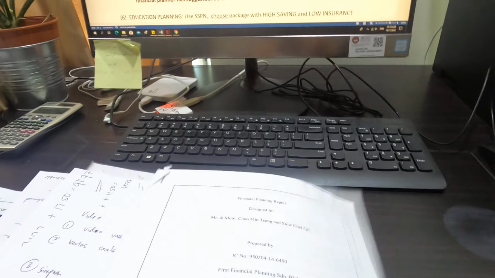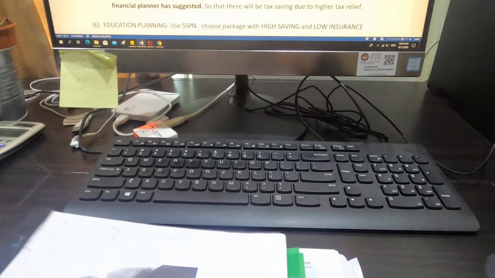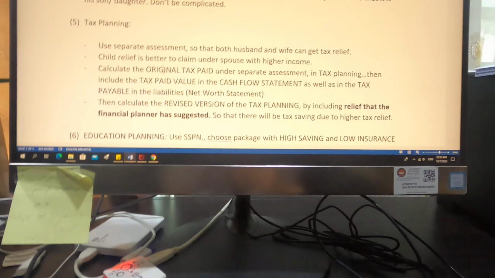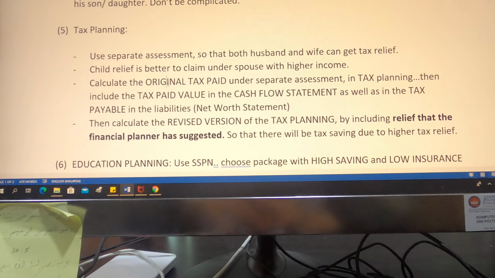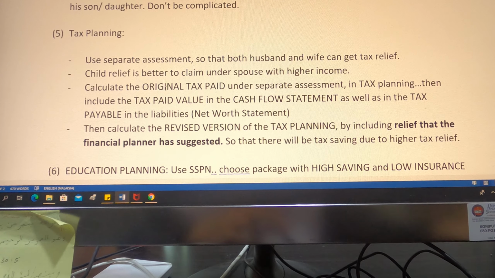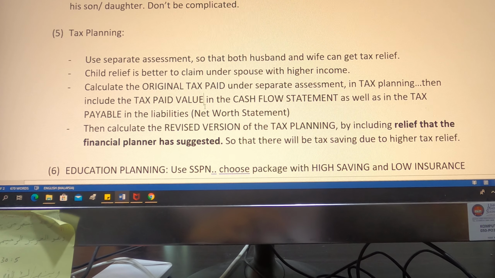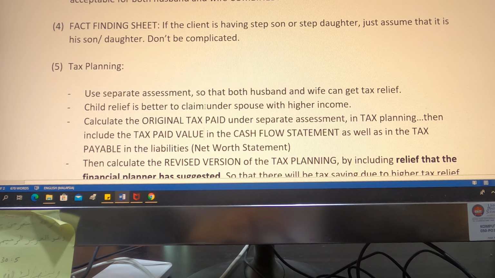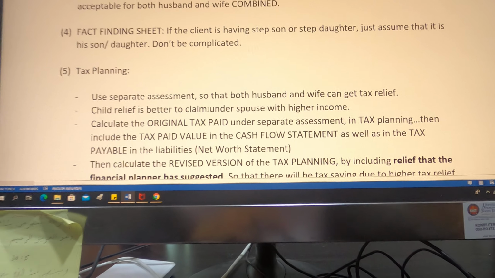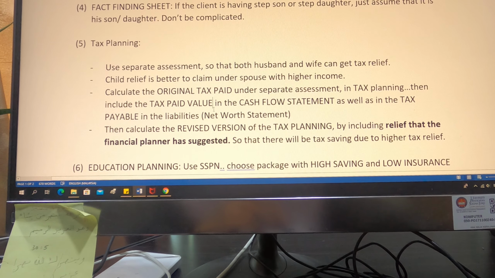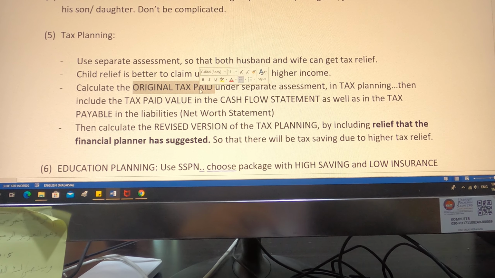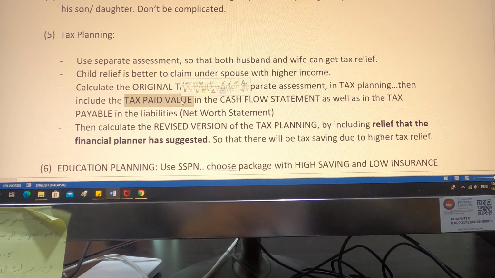In the first place you prepare the net cash flow and the net worth statement, and after that you prepare the tax planning, and in this tax planning you are going to calculate the original version, and that value of the original version you have to include in the net worth statement as well as in the net cash flow. So I repeat again, the original tax paid that you have calculated under separate assessment in tax planning, you are going to put that in the income tax paid value in cash flow, as well as income tax payable in the liability section in the net worth statement.